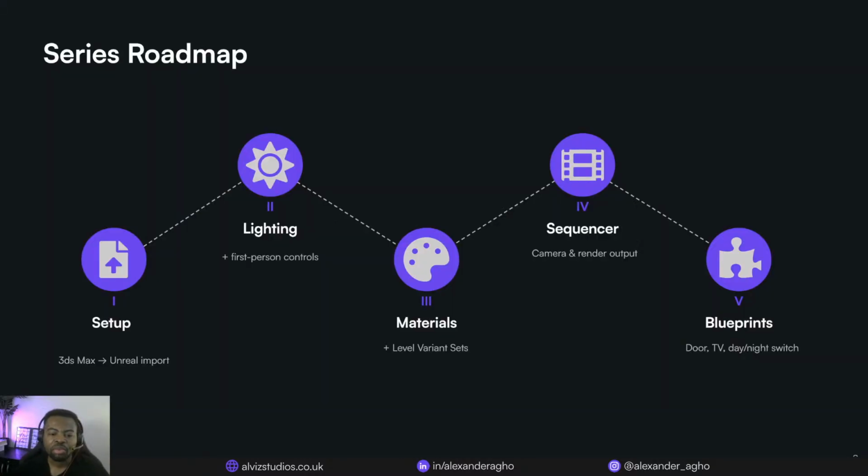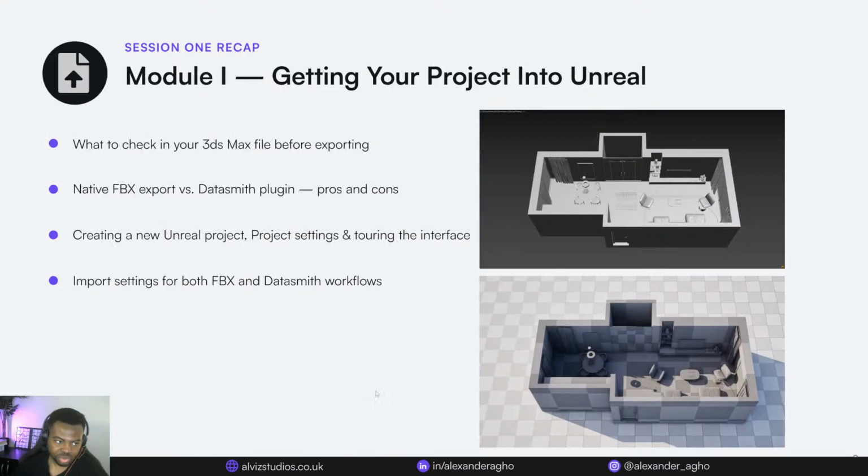So a quick roadmap of what we'll be doing today, or rather this session, the 5 sessions. Today we're going to look at setting things up. Then we're going to look at lighting for the next module, then materials, then sequencer, and then blueprints. For today's session, we're going to look at all the things we need to check in our 3D Max file before we export to Unreal Engine.